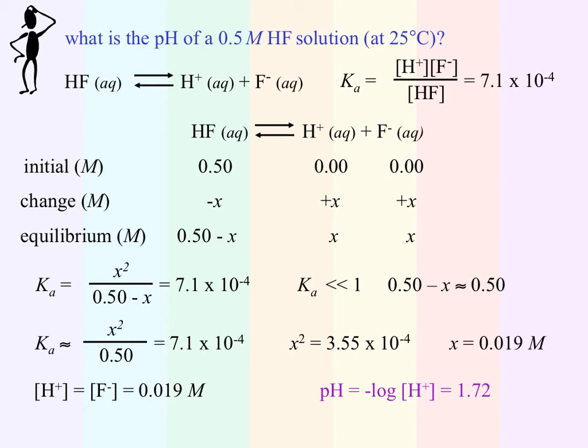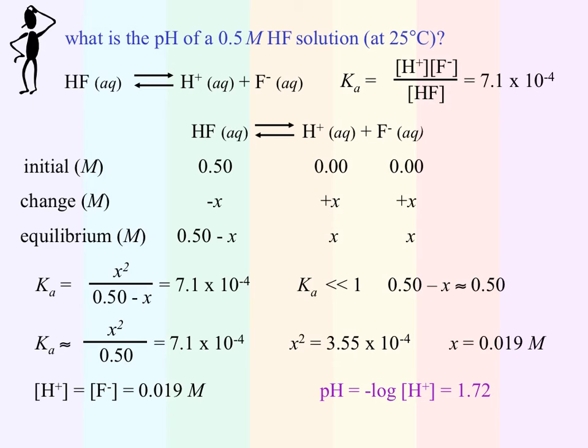We indicate how these are going to change with respect to the ionization process, and we establish the equilibrium values based on the difference in the change and the initial concentrations. Okay, so in that situation, we then take our equilibrium values and plug them into our equilibrium expression. So we have our x squared because we have H plus and F minus. Both of them are equal to x at equilibrium, so we have x squared there, and then 0.5 minus x was our equilibrium value for HF. That's all going to be equal to our equilibrium constant.